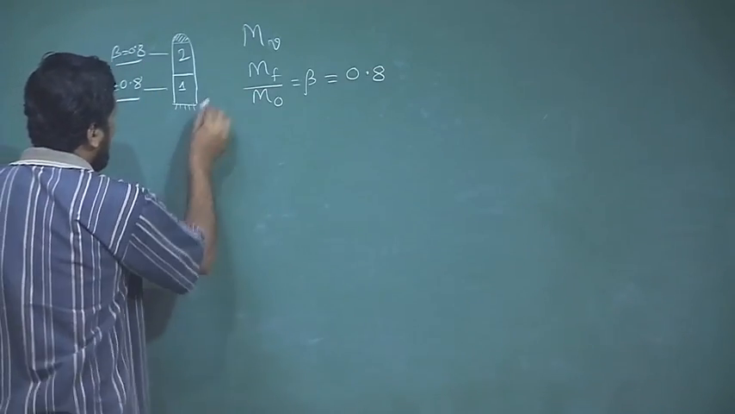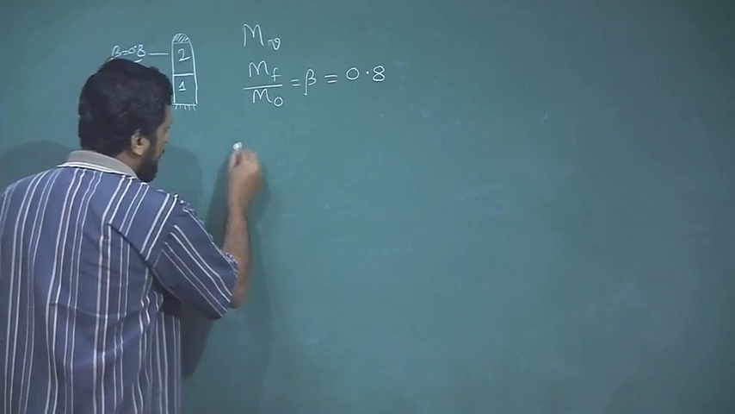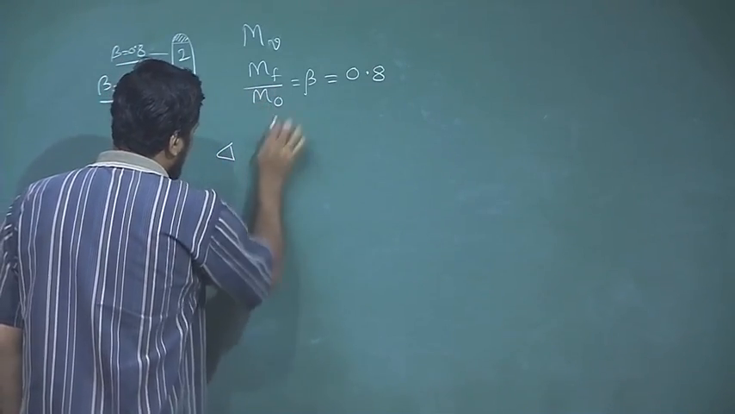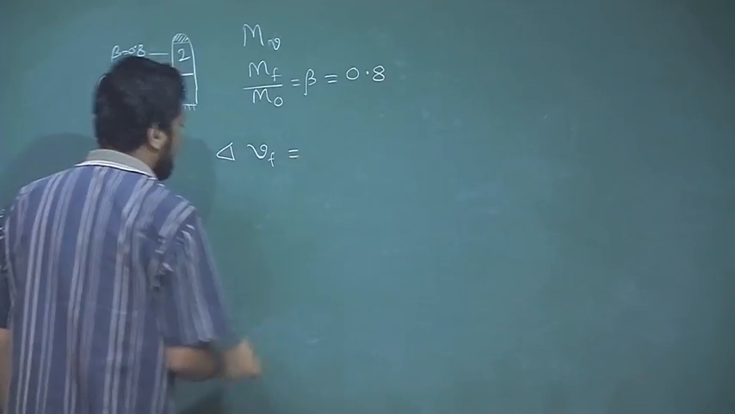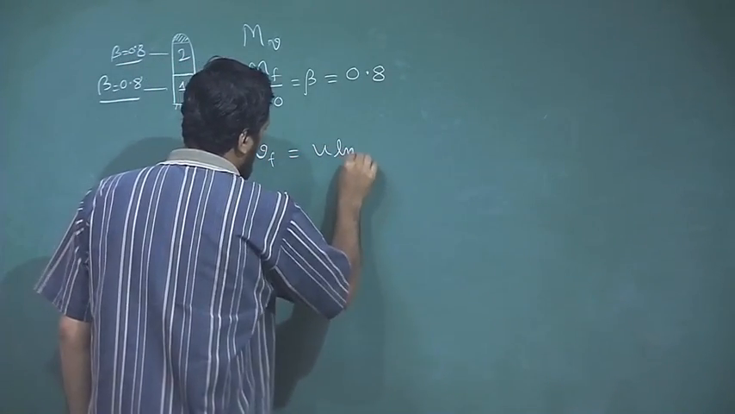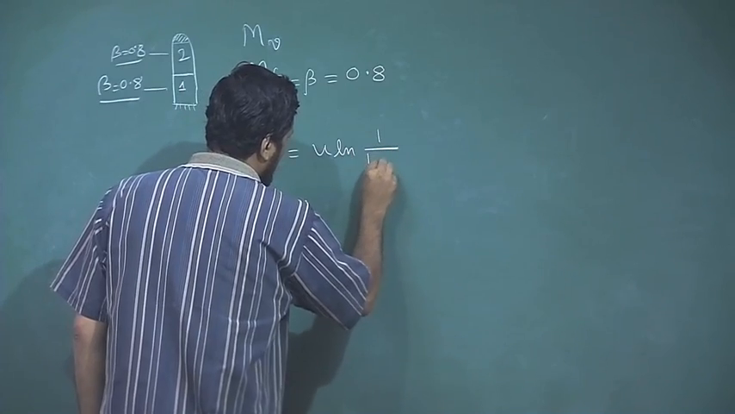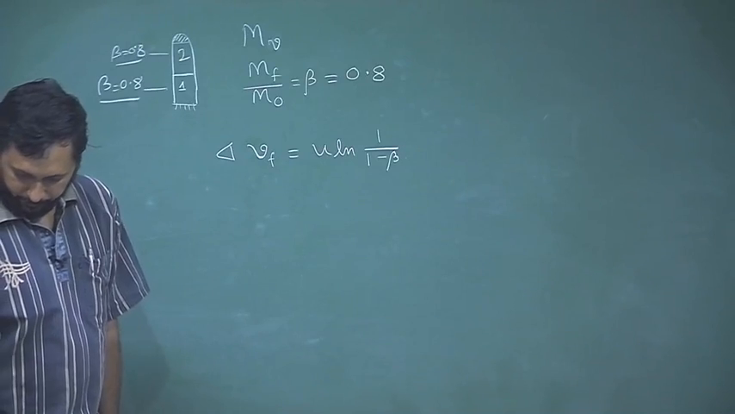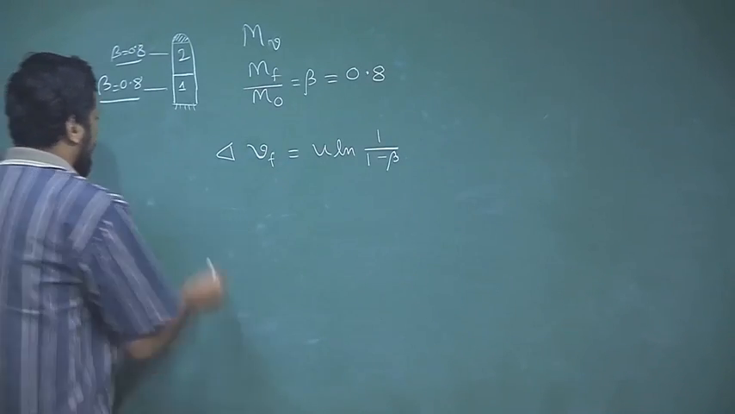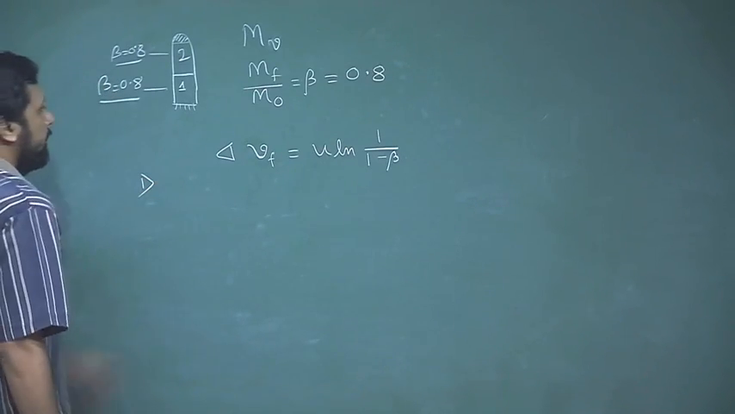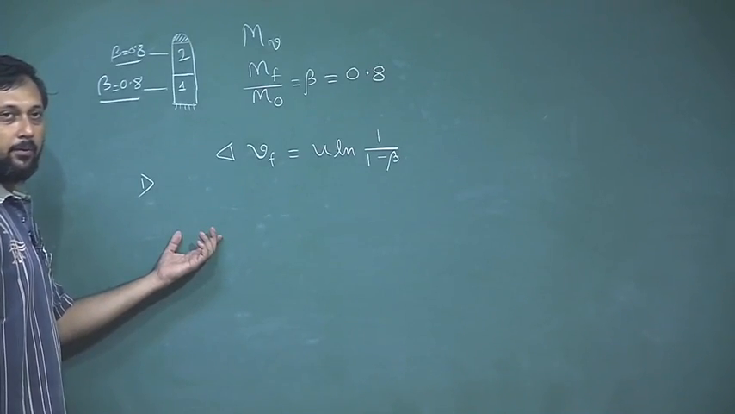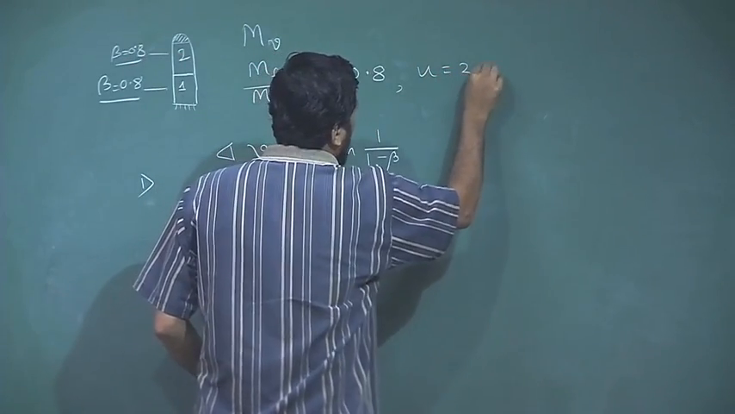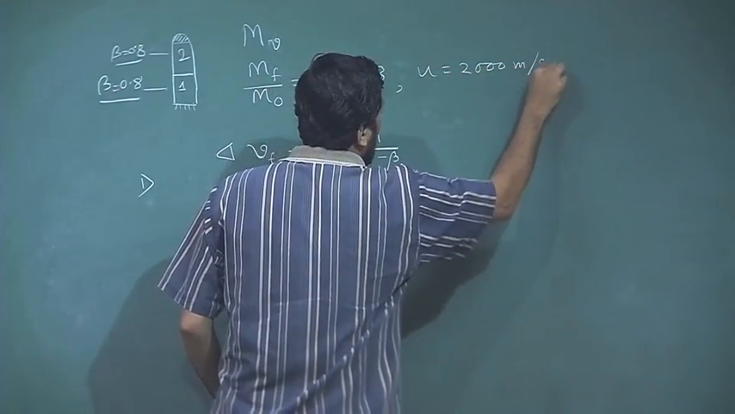Now this rocket is moving in free space, so we have to use this equation: delta Vf is equal to u ln 1 by 1 minus beta. Now what happens after the first stage is exhausted? The velocity change we need to calculate. u is given as 2000 meters per second.